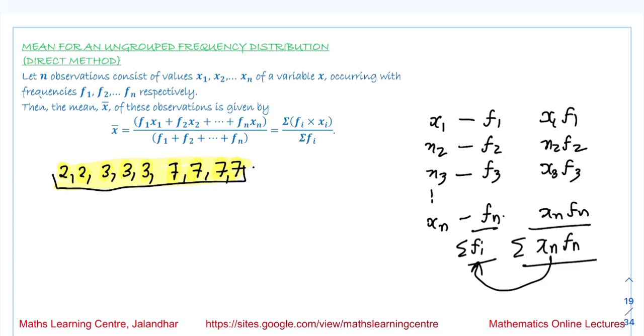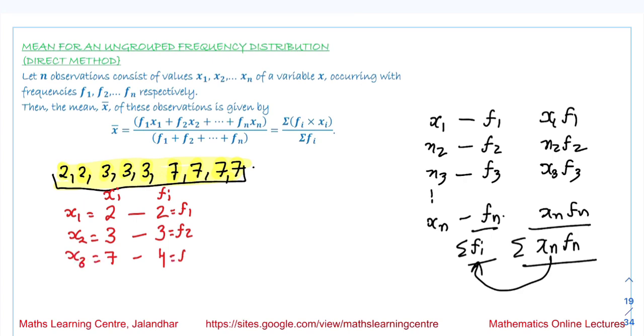The second method is that we write the number 2 and its frequency fi, which is 2. The number 3 has frequency 3, and the number 7 has frequency 4. We call these numbers xi. What do xi and fi mean? This means x1 is equal to this, f1 is equal to this, x2 is equal to this, f2 is equal to this, x3 is equal to this, and f3 is equal to 4.